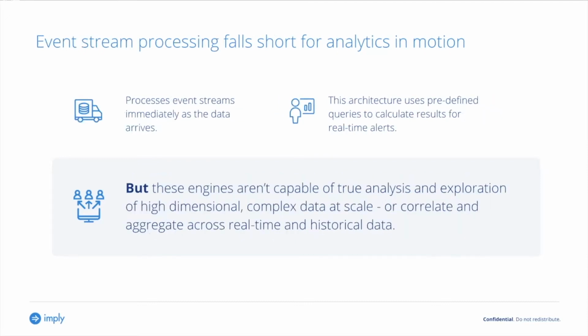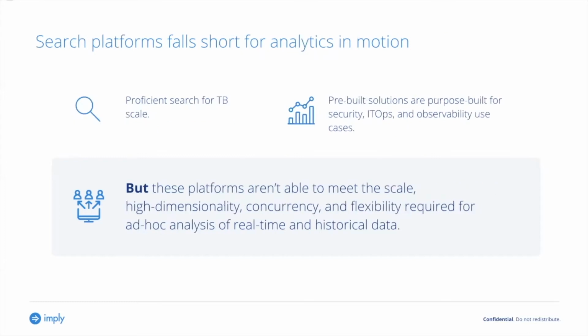Event streams, the Kafkas, the Kinesis, process events immediately as the data arrives. The architecture is predefined queries to calculate results for real-time alerts. Great, but these engines aren't capable of true analysis and exploration of high-dimensional, complex data at scale, or even correlating and aggregating across real-time and historical data. That's a challenge there, which takes us to search platforms, the Splunks, the Elastics, which are great for terabytes of scale built for a couple of users, whether they're security guys or IT guys. It's amazing.